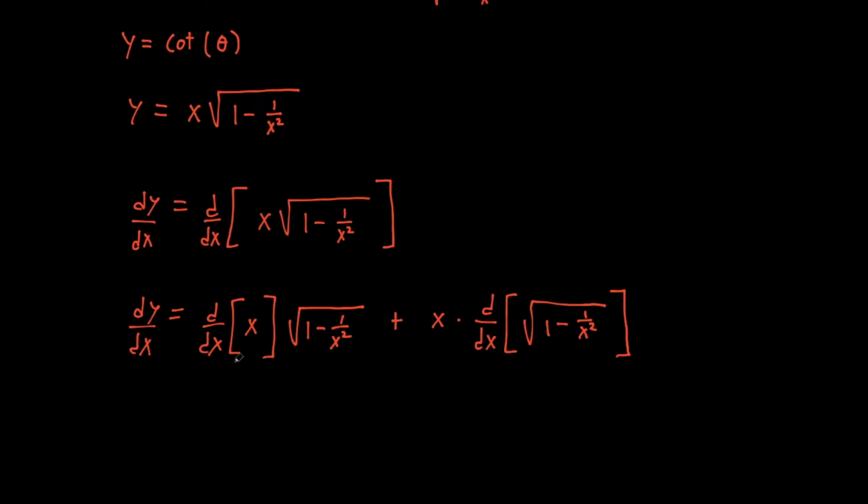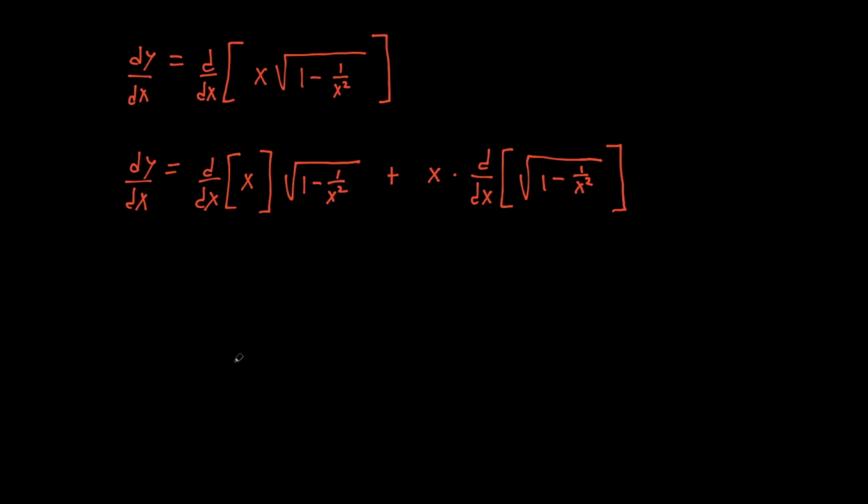Okay, and we can start taking some derivatives. So we'll say dy/dx is equal to the derivative of x, which is 1, times the square root of 1 minus 1 over x squared. And we're going to add to that x times the derivative of all this.